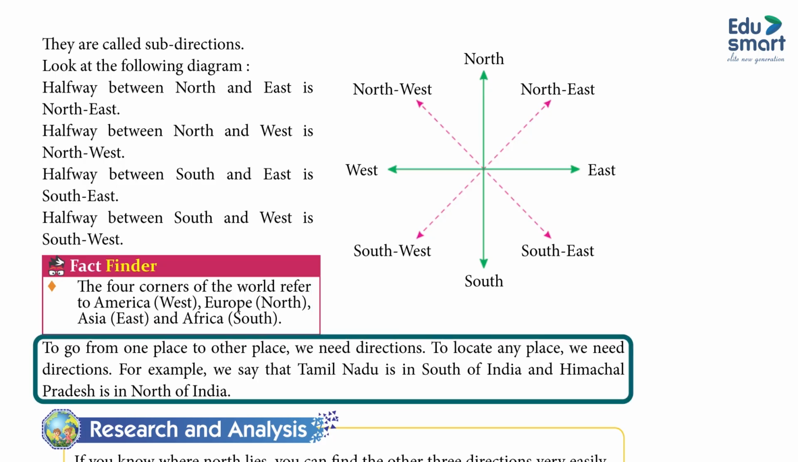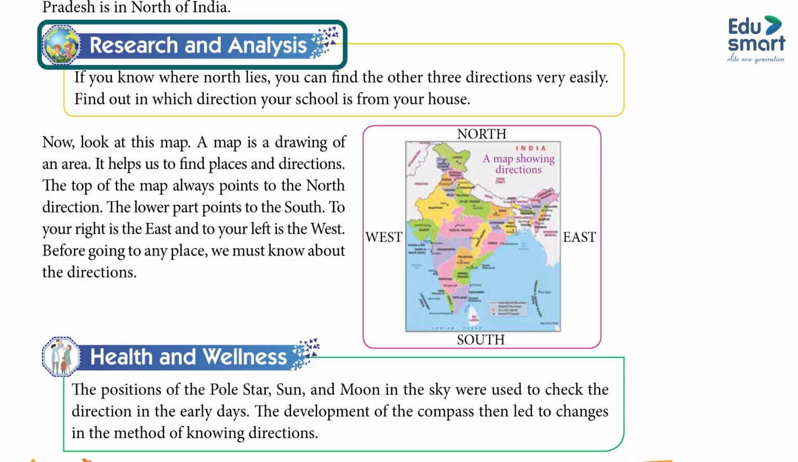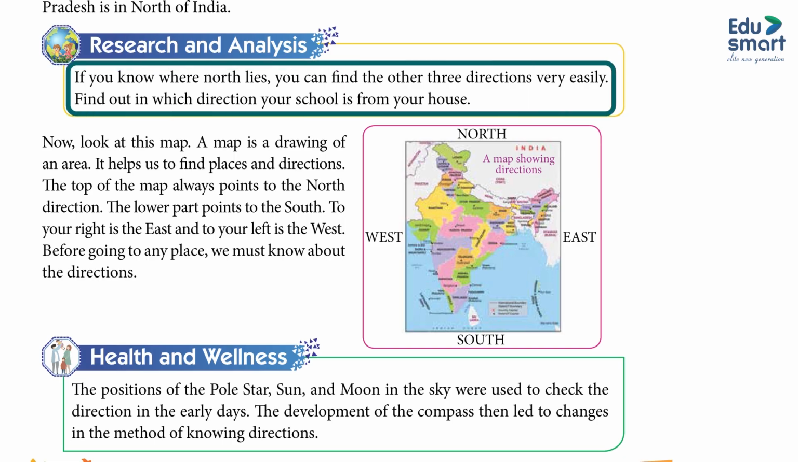To go from one place to another place, we need directions. To locate any place, we need directions. For example, we say that Tamil Nadu is in the south of India and Himachal Pradesh is in the north of India. Research and analysis. If you know where north lies, you can find the other three directions very easily. Find out in which direction your school is from your house.